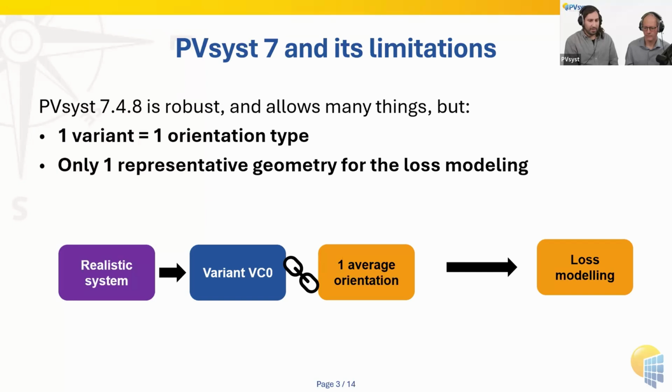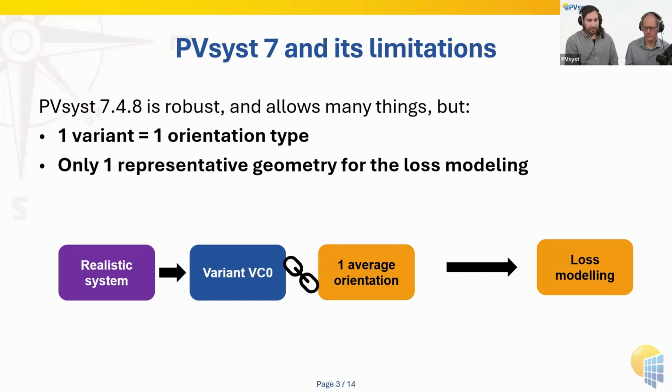If you imagine a realistic system, it can have a lot of complexity. Some systems may have multiple types of orientations, for example, trackers and fixed tilt in the same place, or multiple tracker types, and so on. And so the first drawback was that we could not model this type of systems.